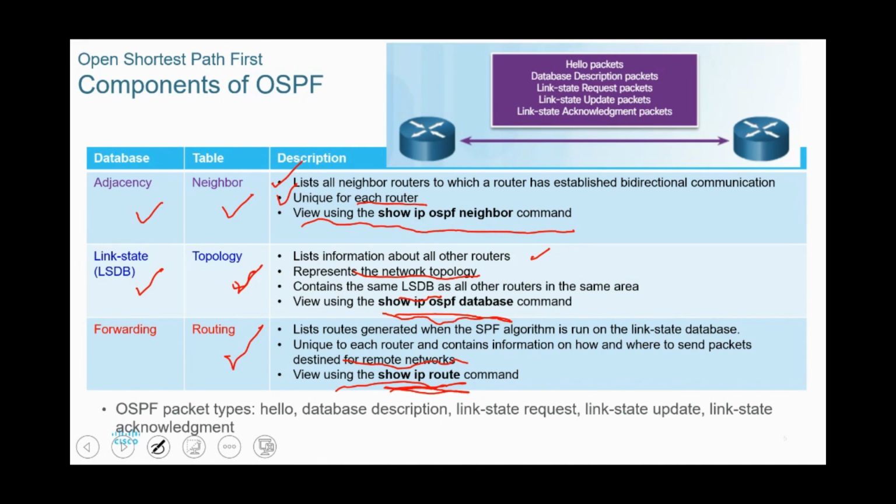So the OSPF packet types are hello, database description, link state request, link state update, and link state acknowledgement. These are the OSPF packet types.